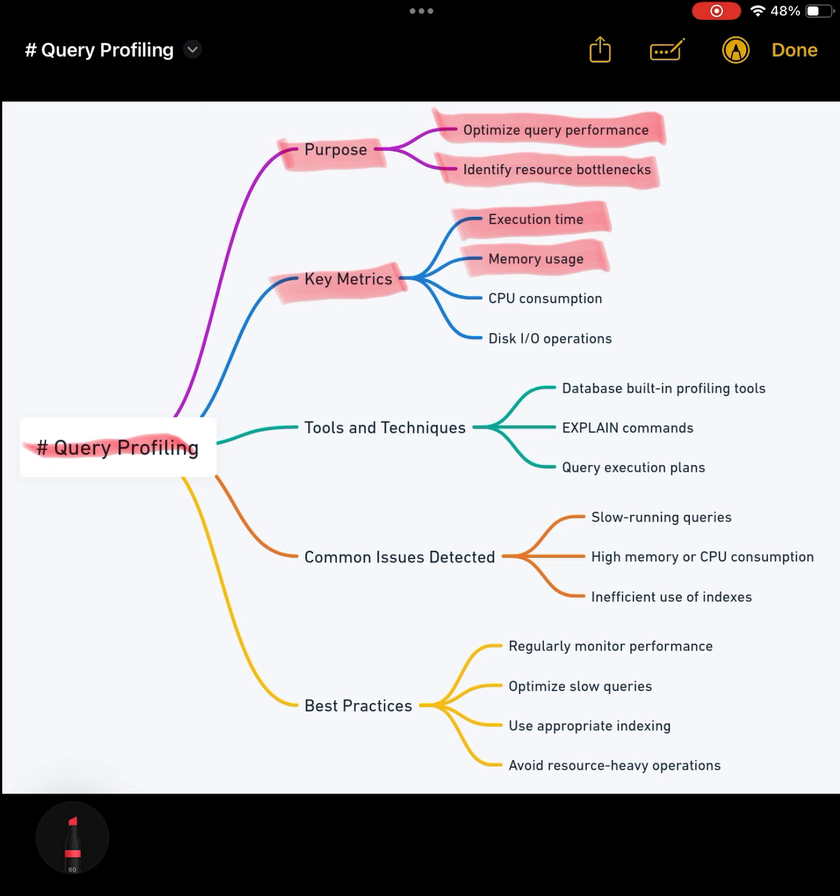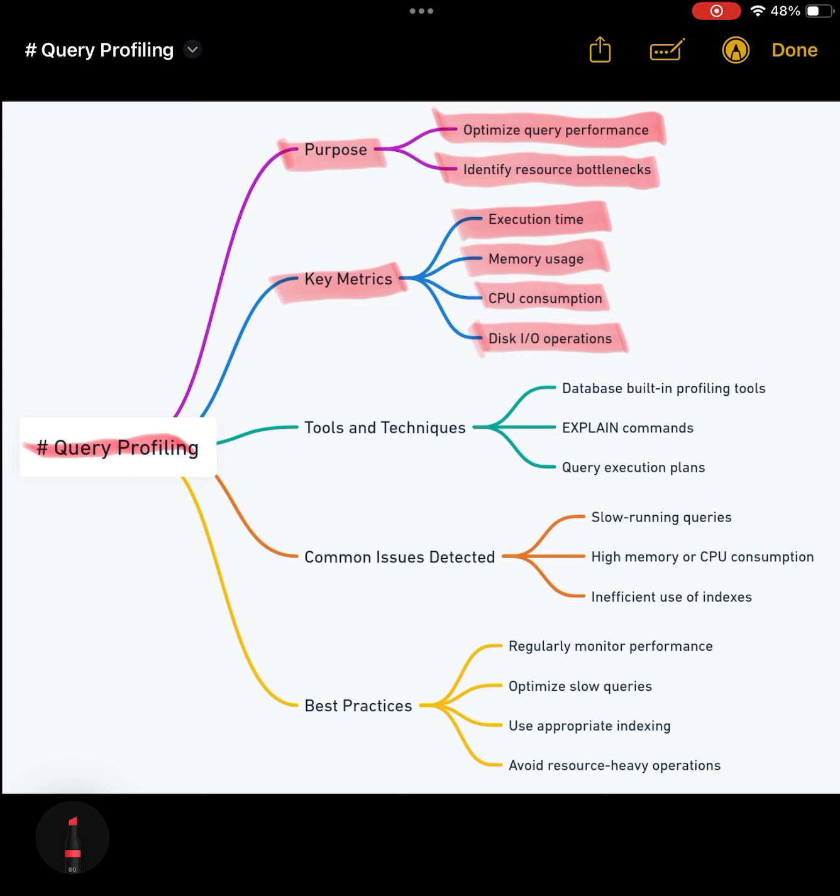CPU consumption tracks the percentage of CPU resources used. High CPU usage can result from complex calculations, sorting, or the processing of large volumes of data. Disk I/O operations analyzes the frequency and volume of disk read-write operations. Excessive disk I/O can indicate issues such as full table scans, lack of indexing, or frequent access to large datasets.